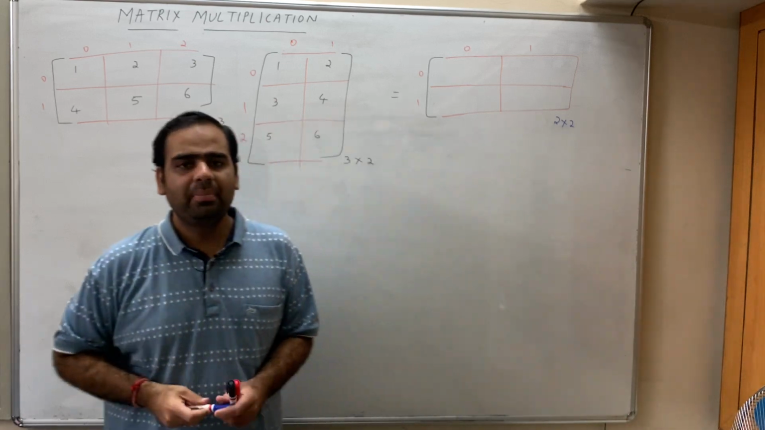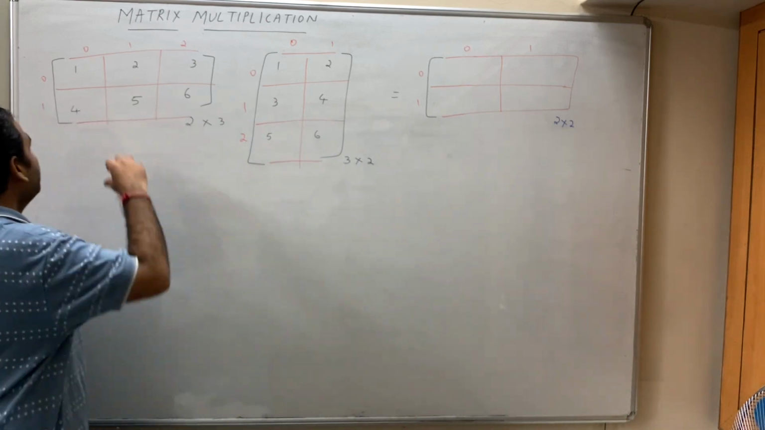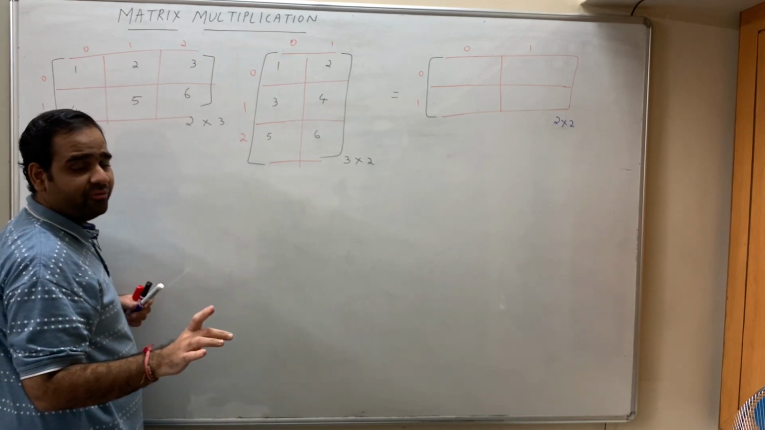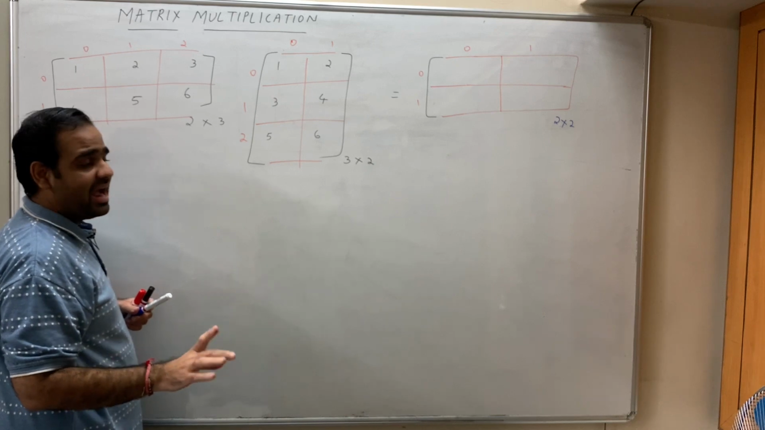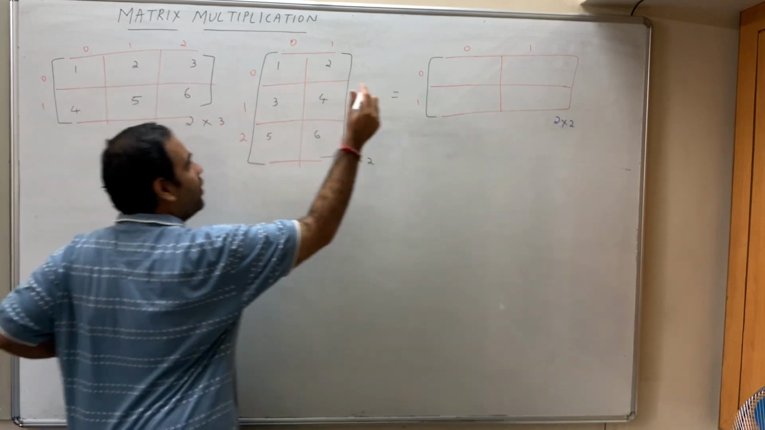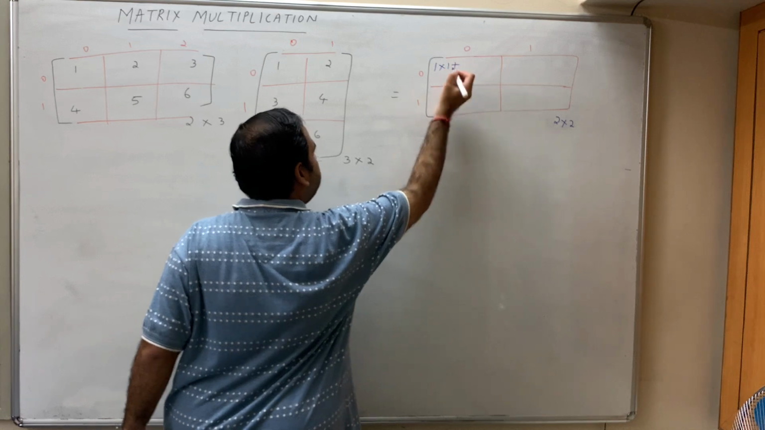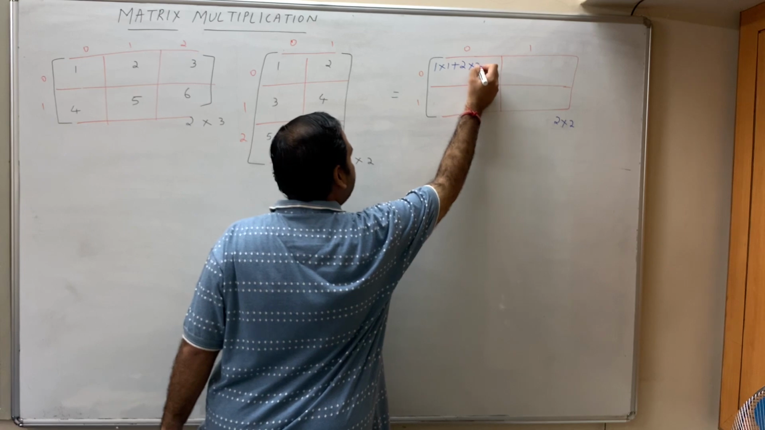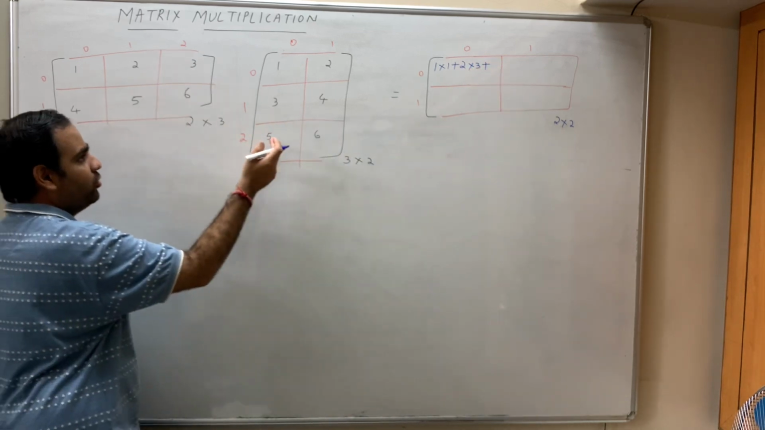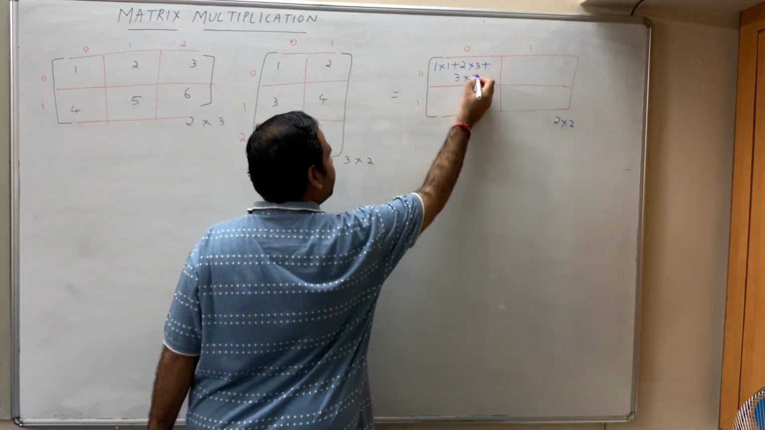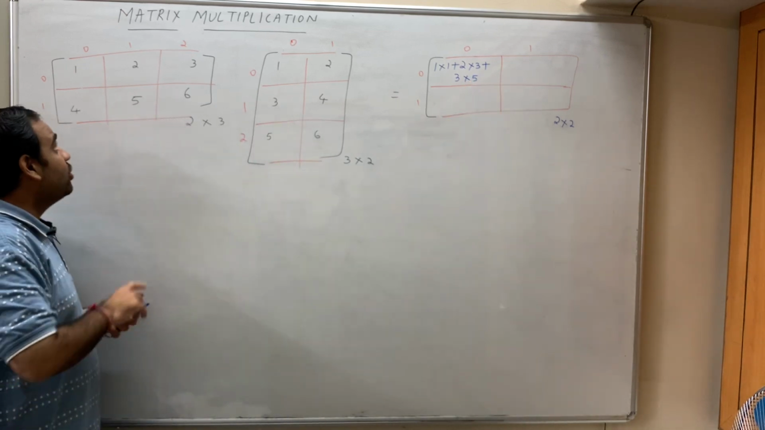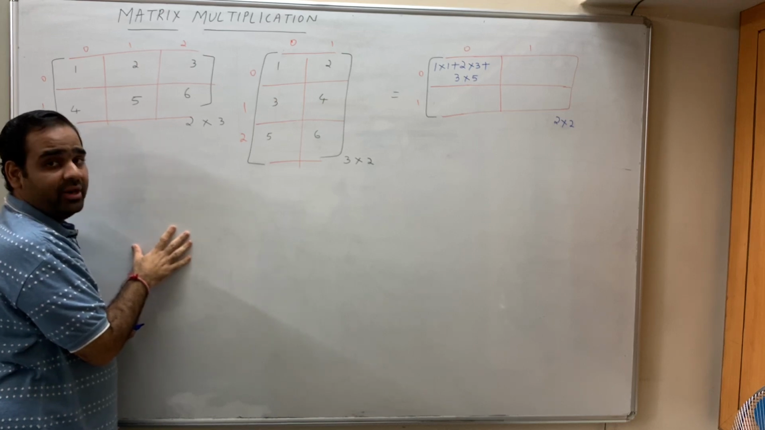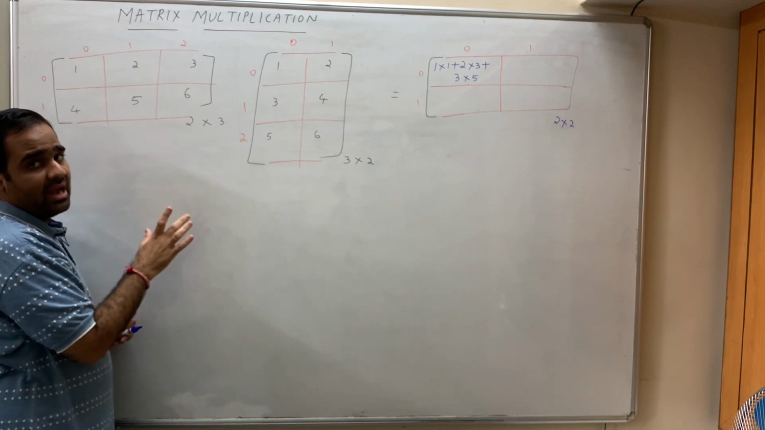Now how do we multiply the matrices in mathematics? We take the first row, we multiply with the corresponding elements of the first column of the second matrix and we add them. That means we say 1 into 1 plus 2 into 3 plus 3 into 5. That means the first row is multiplied with the corresponding elements of the first column, and they are added.